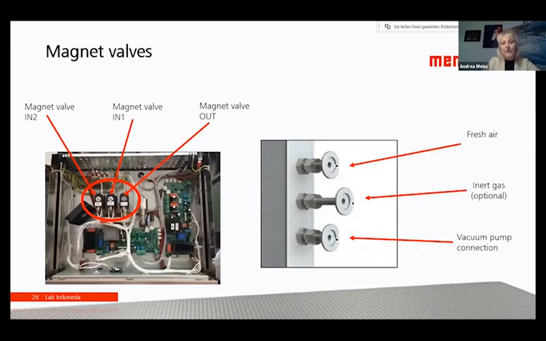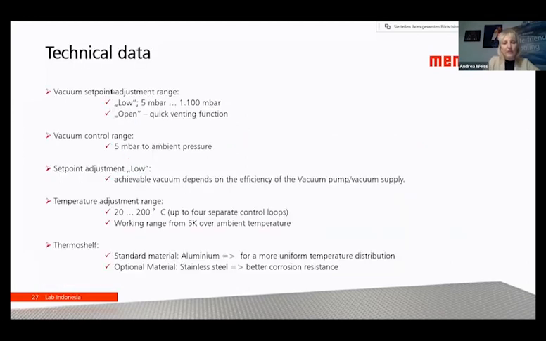That is the look of the vacuum oven at the rear. So of course we need a connection for fresh air, for inert gas, for the vacuum connections, and mention again magnetic valves which are operating for the unit. Some technical data, so from 5 millibar to 1100 millibar, plus a low pressure is possible to be set, and the lowest pressure always depends on the pump which is going to be used. The temperature is from 20 up to 200 degrees, and the working range starts 5 degrees above ambient.